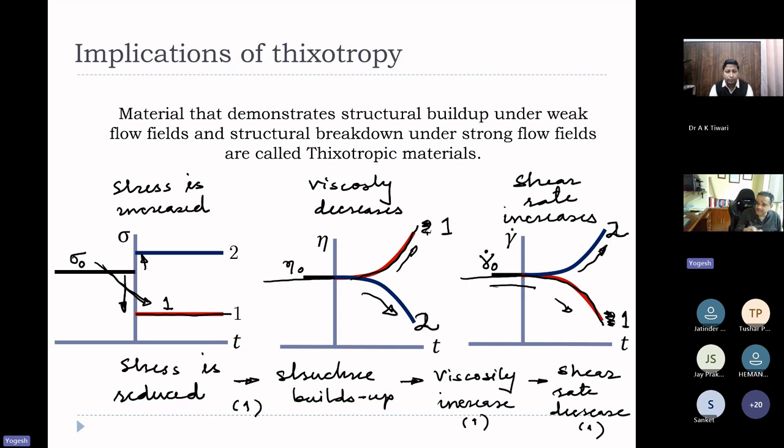But a take-home message from this is that before giving a talk, please check whether there is a typo in your presentation or not. All right. So with this, let us move forward. These are the implications of thixotropy.